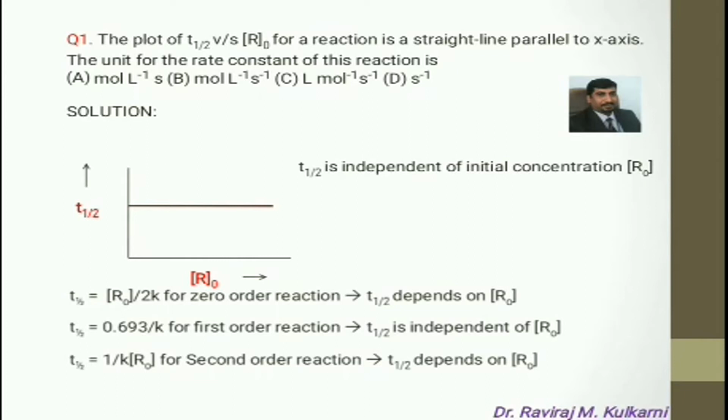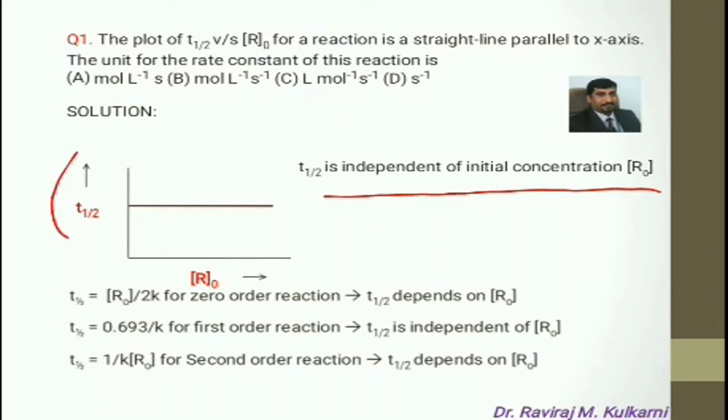The plot of t half versus A naught for a reaction is a straight line parallel to x-axis. The unit for the rate constant of this reaction is: option A, mole per liter per second; option B, mole per liter per second; option C, liter per mole per second; option D, per second. So what they have given is that t half is independent of initial concentration.